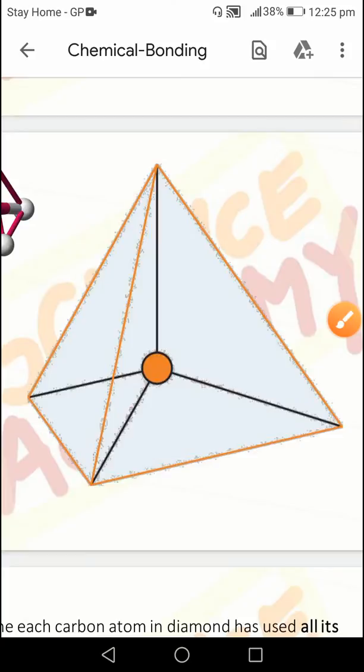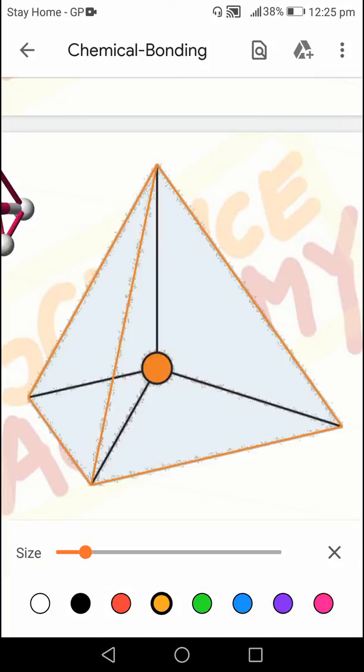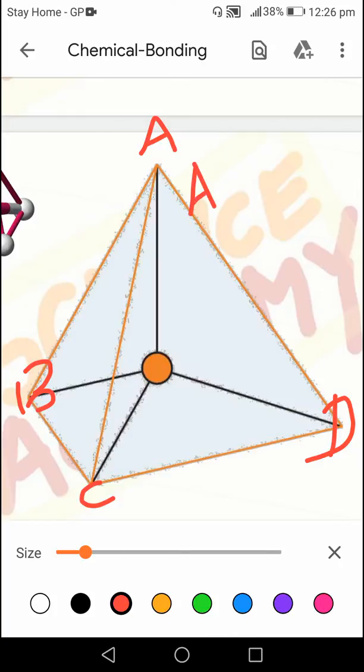If you're still confused about how to count the faces or how we are identifying the faces, let me tell you. This is A, this is B, this is C, this is D. So you can say that A, C, D is a face, a surface. Then A, B, C is a surface.